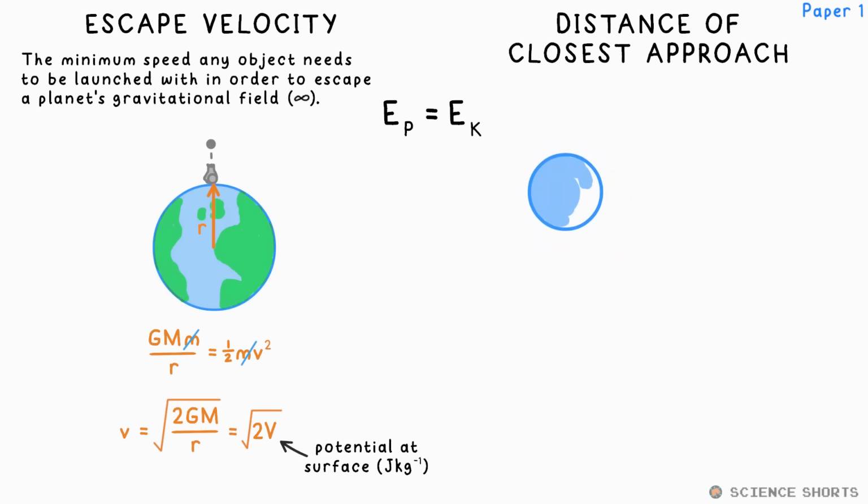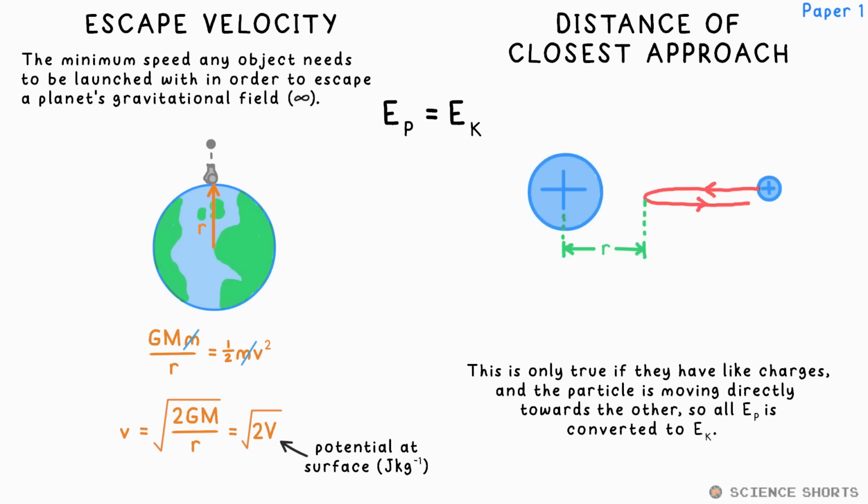Distance of closest approach is the same idea but in reverse for an electric field. If you have a positively charged particle moving toward another, it will be repelled. If moving directly toward it, the minimum distance it gets to before turning around and coming back the same way it came is called the distance of closest approach. At this point, it has a speed of 0. Kind of like when you throw a ball up in the air and it reaches the apex. So again, KE equals PE. So half mv squared equals kQq over r, where r is our distance of closest approach.